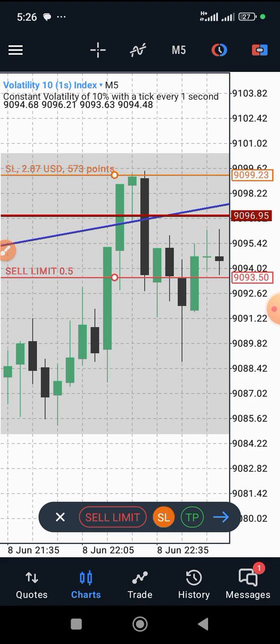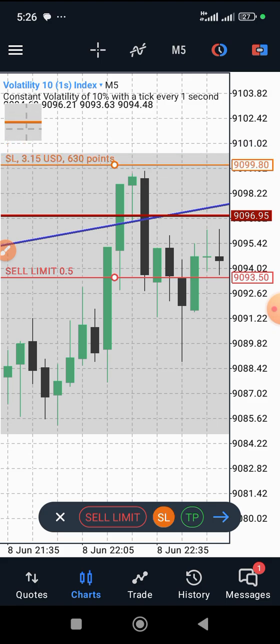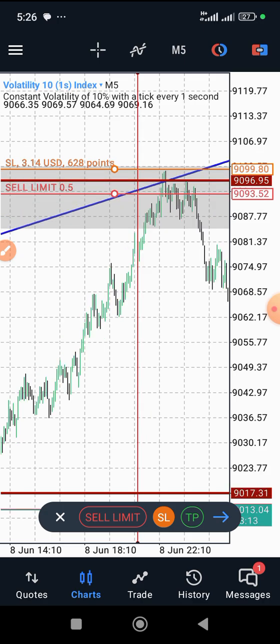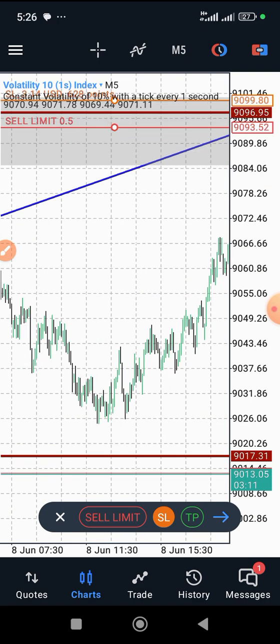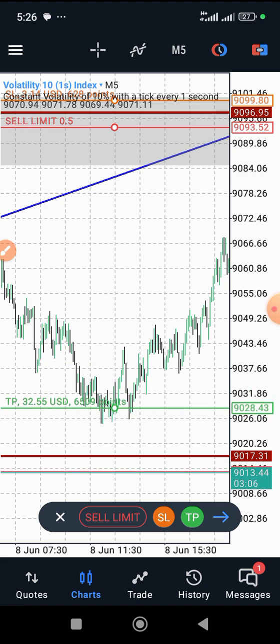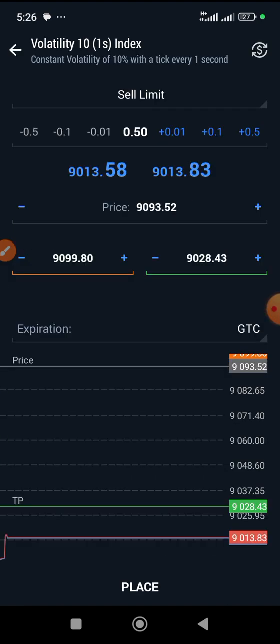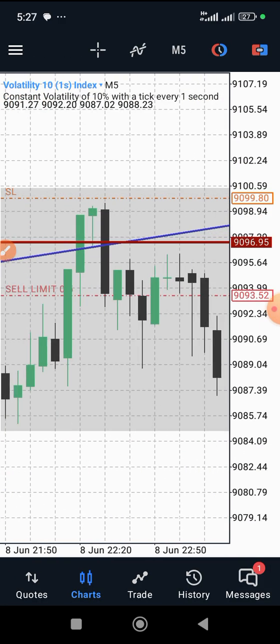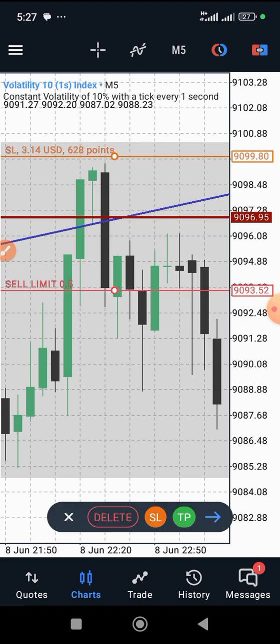So the key thing here is the voluminous break, and before the voluminous break, there has to be another block. Let me show you something here. We would have entered here, put our stop loss just above, and targeted where there's liquidity. There's liquidity here. We would have put our stop loss here, our TP here. So let me mark it. Look, it would have risked $3.14 to gain $32.